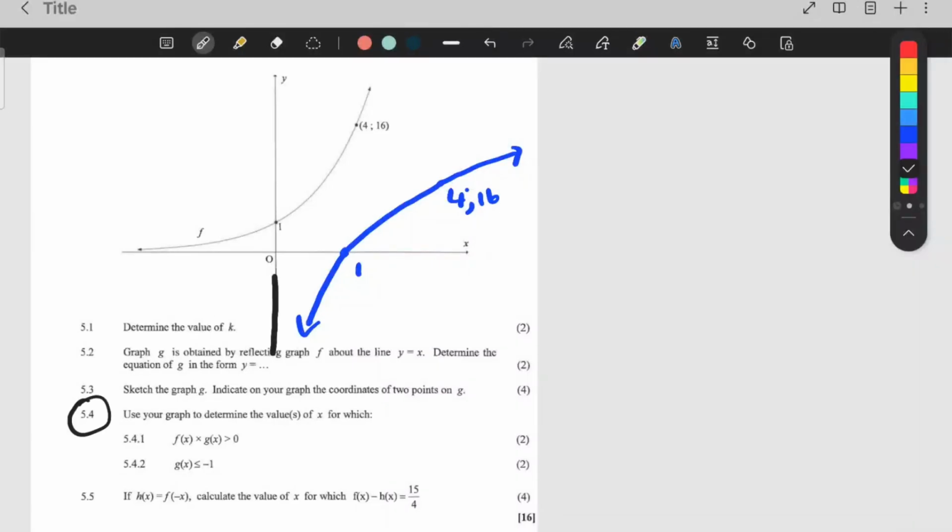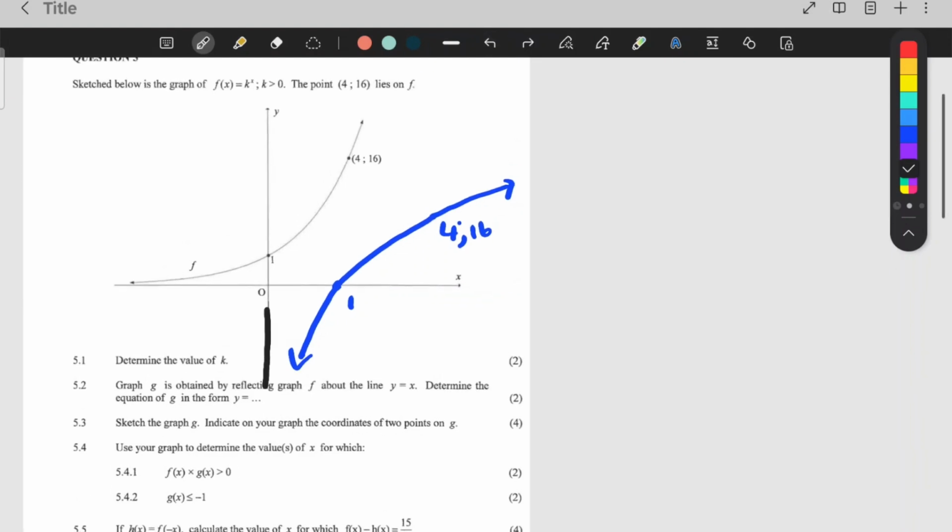Okay, let's look at question 5.4.1. It says use your graph to determine the value or values of x for which f of x times g of x is greater than 0. With this one, I'm going to do a little table. So I'm going to do f of x, then I'm going to do g of x.